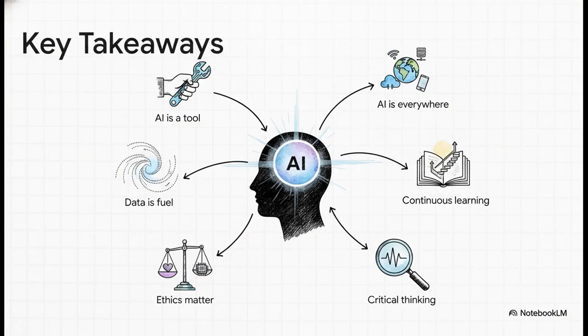If you only remember a few things from our entire conversation, make it these. 1. AI is a tool, just like a hammer. It's not magic. 2. Data is the fuel that makes the AI engine run. 3. It's not some future thing. It's already here, all around us. 4. You have to think critically. Never, ever blindly trust what an AI tells you. 5. The ethics of this are not an afterthought. They are absolutely central. And finally, number 6, this field is moving at lightning speed, so we all have to commit to being lifelong learners.